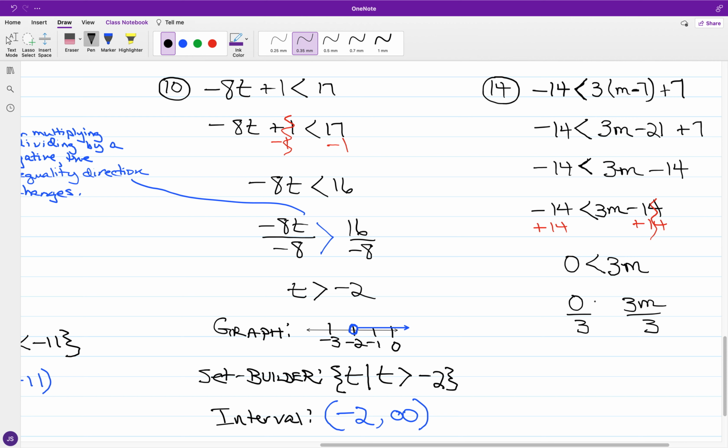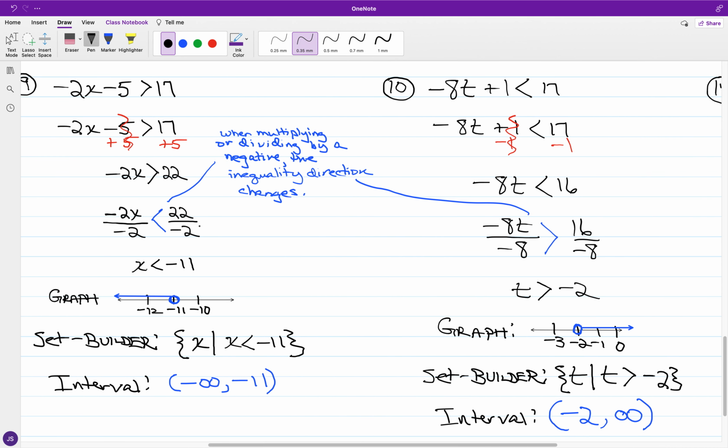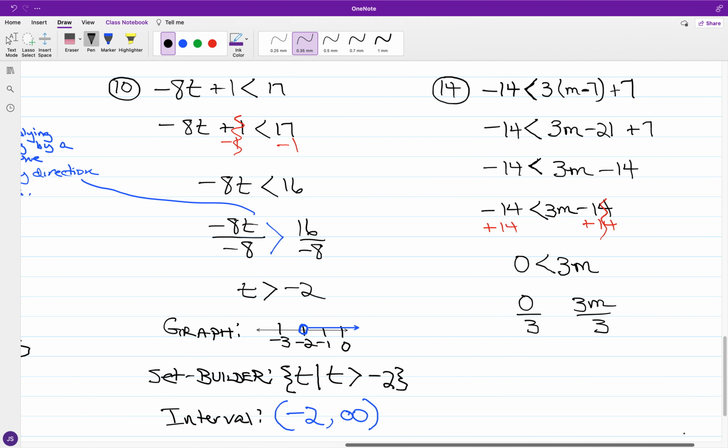And notice this time around, I'm dividing by a positive as opposed to a negative. When I had divided by negatives, you had the sudden change in the inequality's direction. But since I'm not dividing by a negative, the direction stays. So we have 0 divided by 3, which is going to be 0. 3m divided by 3 is going to be m.